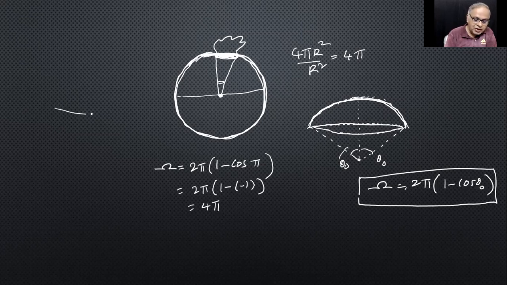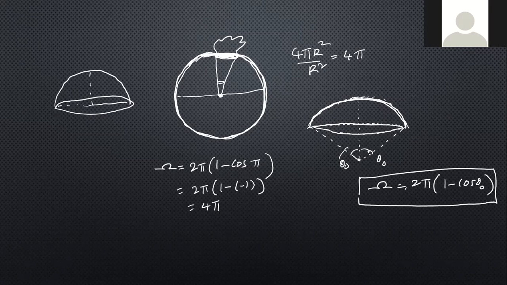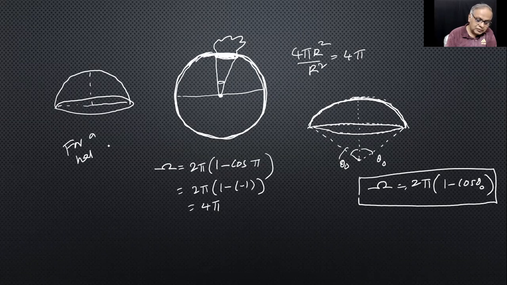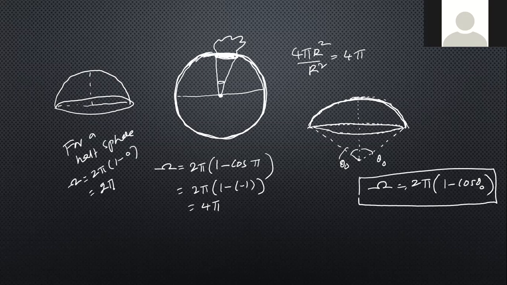Take half sphere, you'll understand it even better. So what is this angle? Come on, I showed you. If it becomes like this, half sphere, what is this angle? Pi by 2, right? So for a half sphere, solid angle at the center is 2 pi into 1 minus cos pi by 2. But if it is neither half sphere nor full sphere, some cap of the sphere there, it is 2 pi into 1 minus cos theta naught.